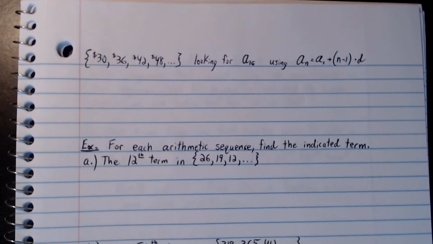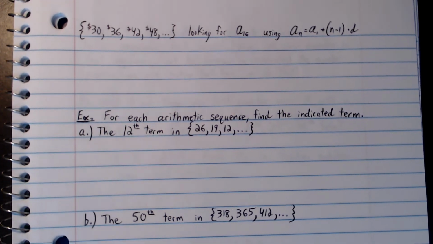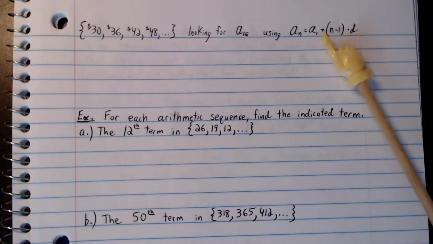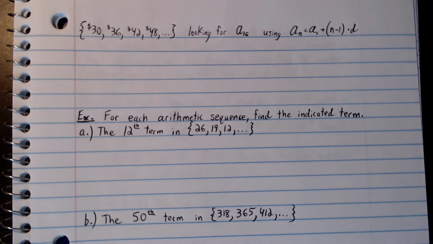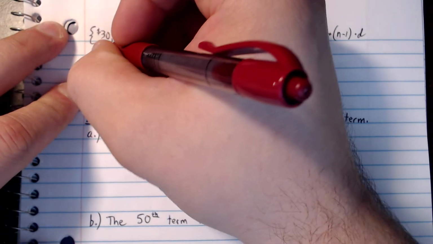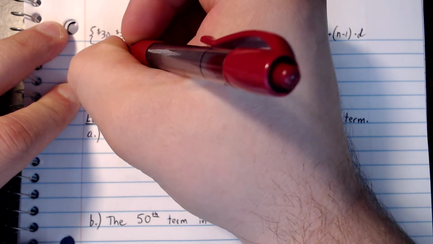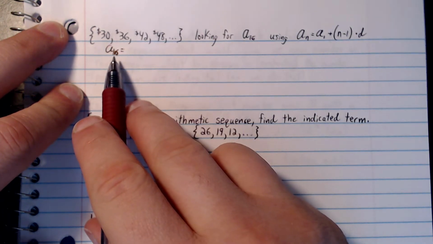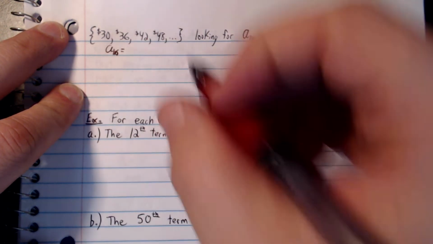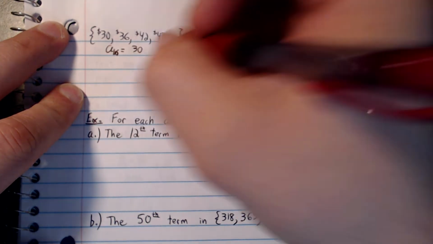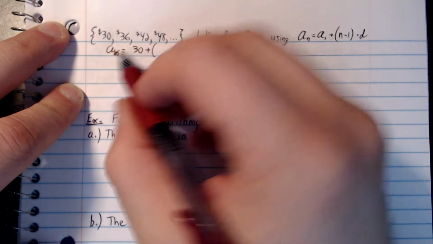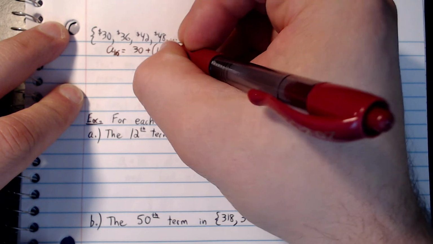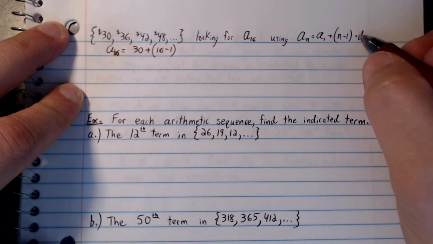So let's solve that real life situation problem. If we start with 30 and we go to 36, 42, 48, and we want to look for A sub 16 using this formula. A sub 16 is the one we're trying to find. It's going to be equal to A1, which is 30, plus N, which is 16, minus 1, times D, the common difference.